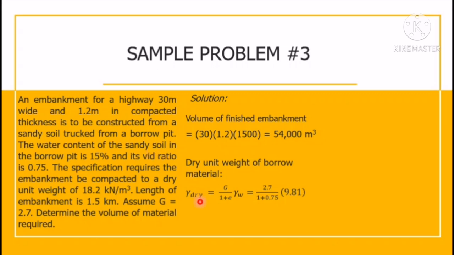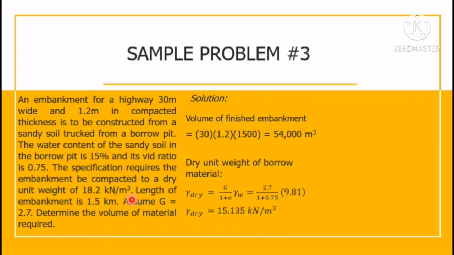So, the dry unit weight of our borrow material, this sandy soil, is equal to G over 1 plus e times the unit weight of water. Our specific gravity is equal to 2.7, so that is 2.7 over 1 plus the void ratio of the borrow material, which is 0.75. And then, if we multiply it by 9.81, we get the dry unit weight of our borrow material, and it is equal to 15.135 kilonewton per cubic meter. So, what we need is a unit weight of 18.2 kilonewton per cubic meter.